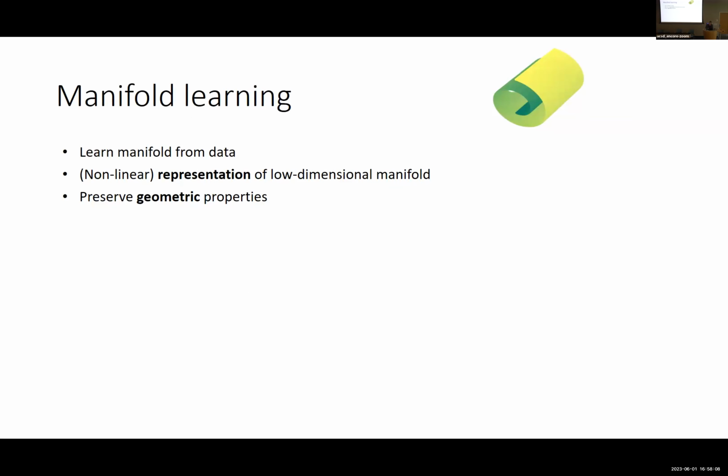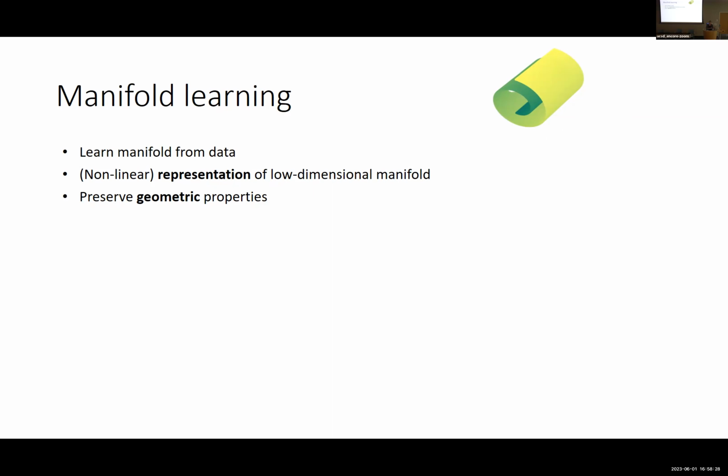So just briefly about manifold learning, the manifold assumption is that though our data is high dimensional, so every point is observed with a very large number of features, the data itself actually lies on the low dimensional manifold, so it doesn't necessarily need to be a linear representation.